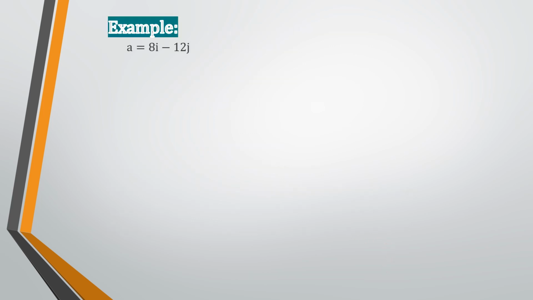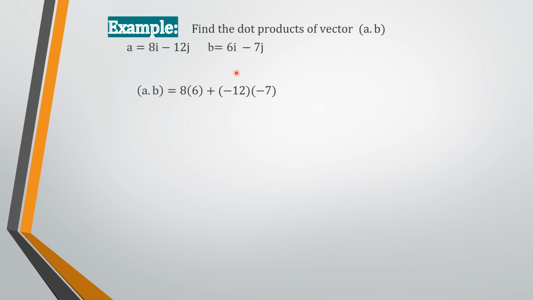So let us have an example for us to be able to understand well. Find the dot product of vectors A and B, given A is equal to 8i minus 12j, and B is 6i minus 7j. From multiplying, A · B, we have A's i component, 8, and B's, 6, plus negative 12 and negative 7.